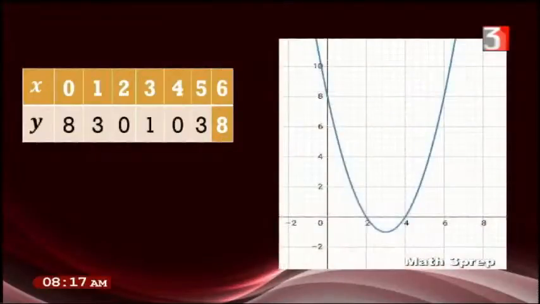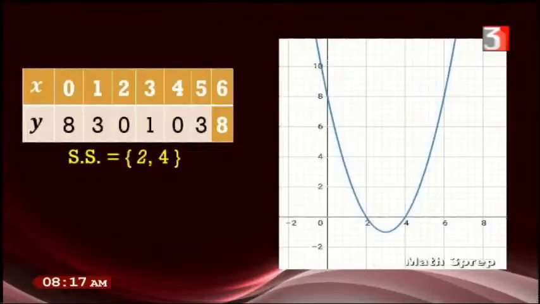Now, let us plot the graph. You are going to obtain a graph as that in front of you. The first point is 0 and 8, the second is 1 and 3, the third is 2 and 0, the fourth is 3 and 1, then 4 and 0, 5 and 3, 6 and 8. Then, looking carefully at such a graph, you are going to notice that the solution set of this equation will be 2 and 4.